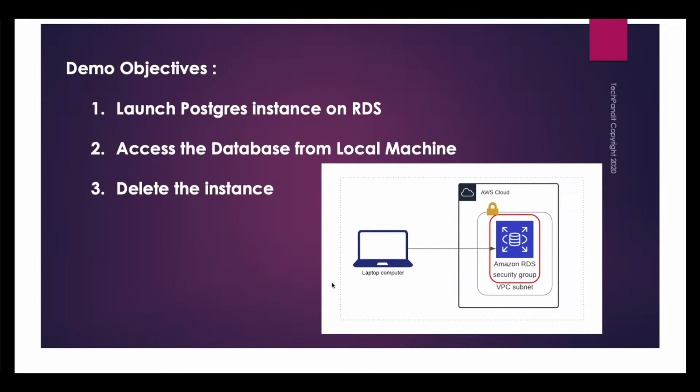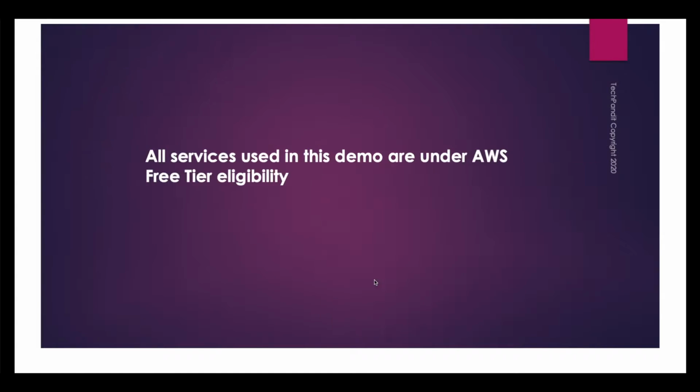So what would be the demo objective? In the demo, I'm going to create an RDS instance within a VPC, the default VPC actually, and then attach it to a security group, which will give access to that RDS instance from the internet. Then from my local laptop, I will access that RDS instance and run some basic queries to see that it's working. And when it is all done, we'll delete the instance.